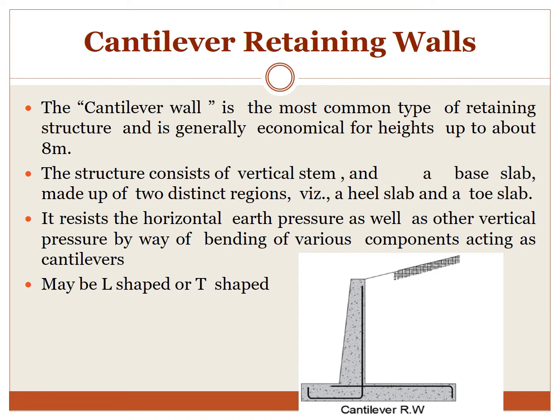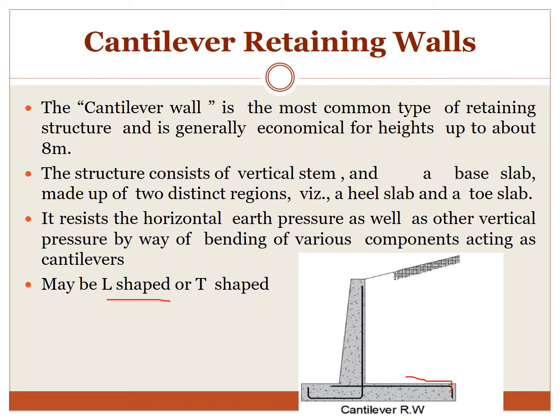Next, cantilever retaining wall. This is the most common type of retaining structure, usually used for heights up to 8 meters. Its stability is maintained by the weight of the retaining wall and the weight of the earth on the heel slab of the retaining wall. It is generally used when the height of the wall is up to 6 meters depth.